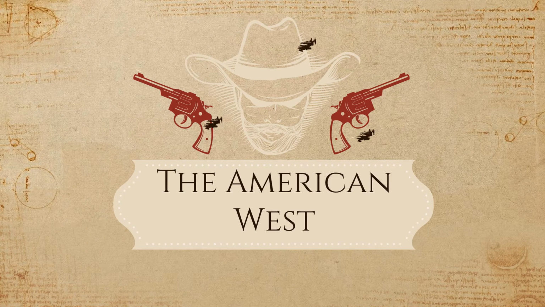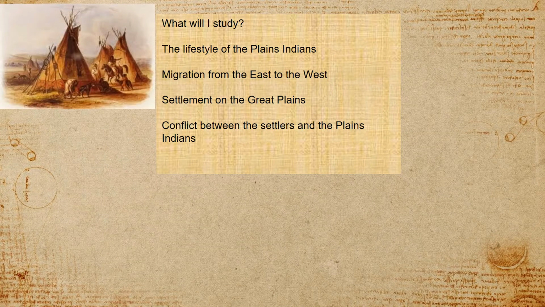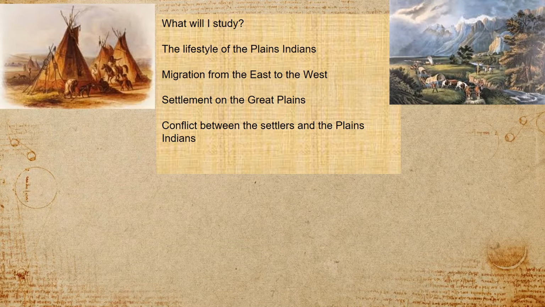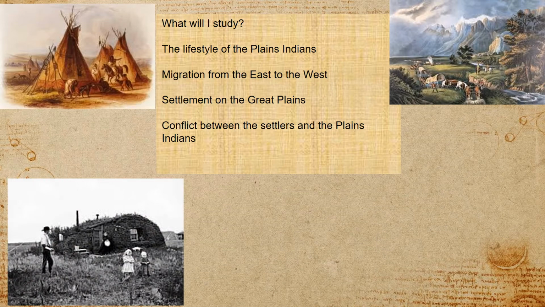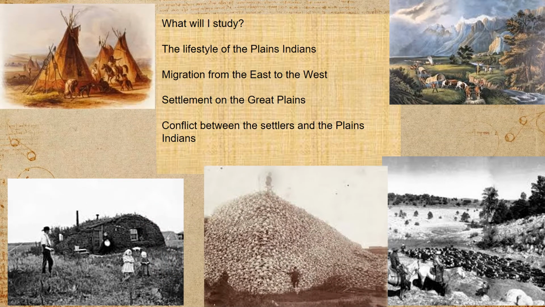Our next topic is the American West. This focuses upon the development of the US between 1836 and 1895. This topic covers the lifestyle of the Plains Indians, their relationships with each other and with nature. We'll look at migration from the east to west, so why white Americans moved inland. We'll look at who settled on the Great Plains, the homesteaders, the cattlemen, the cowboys, and the conflict that existed between those two groups. And we finish off by looking at the conflict between the settlers and the Plains Indians themselves, and the orchestrated campaign by the US government to wipe the Plains Indians out.